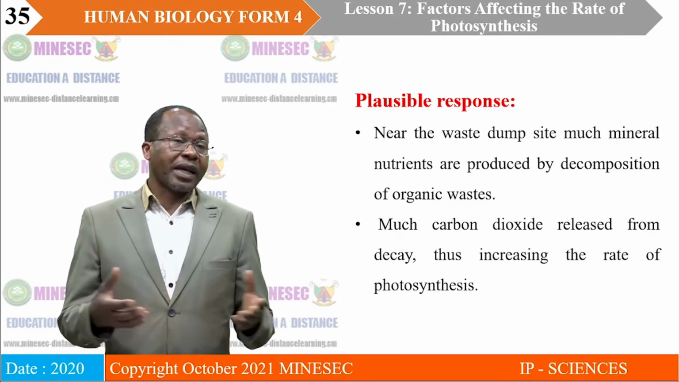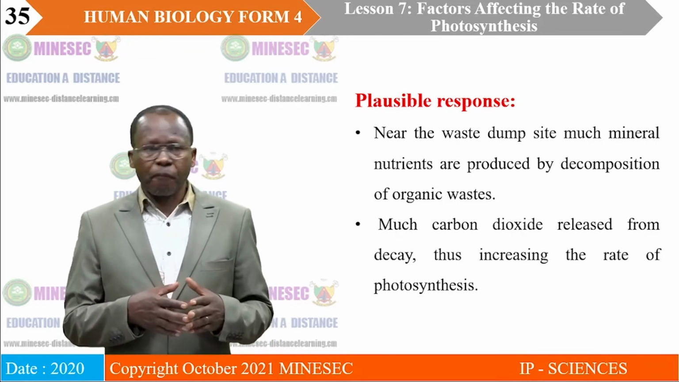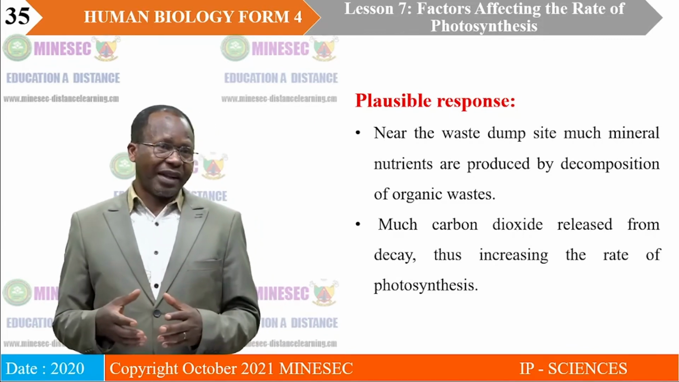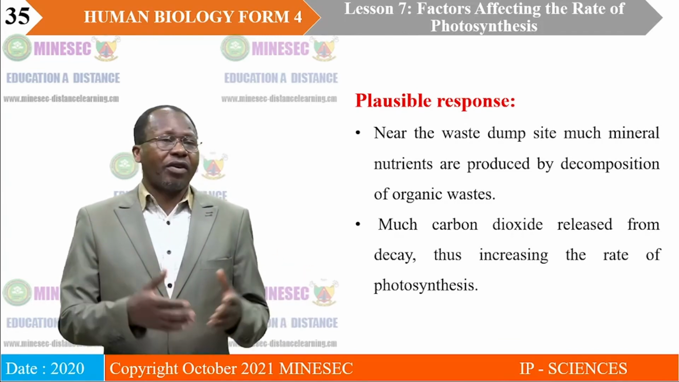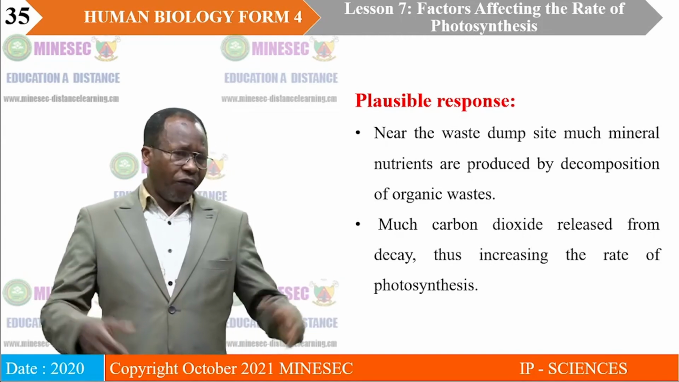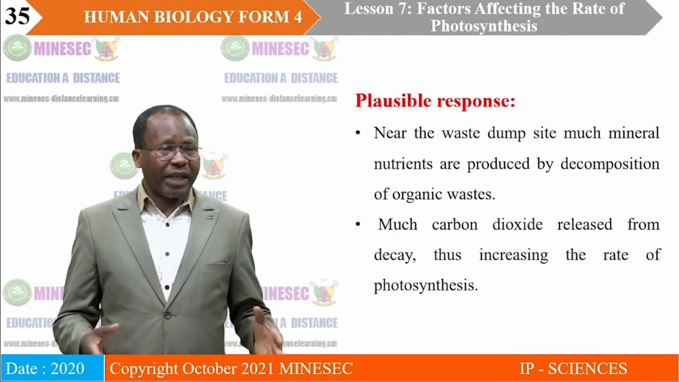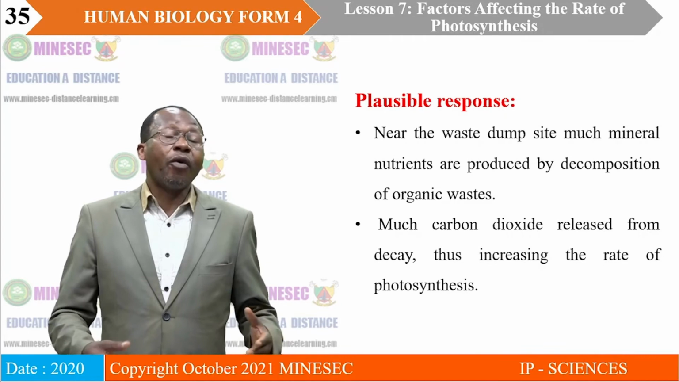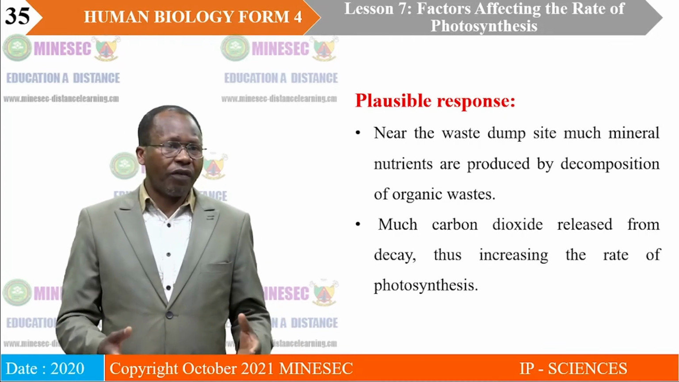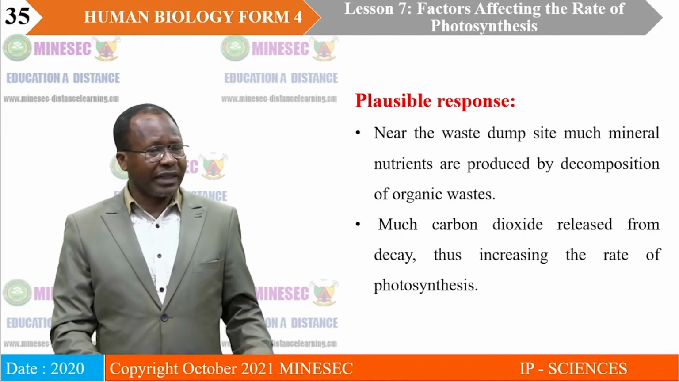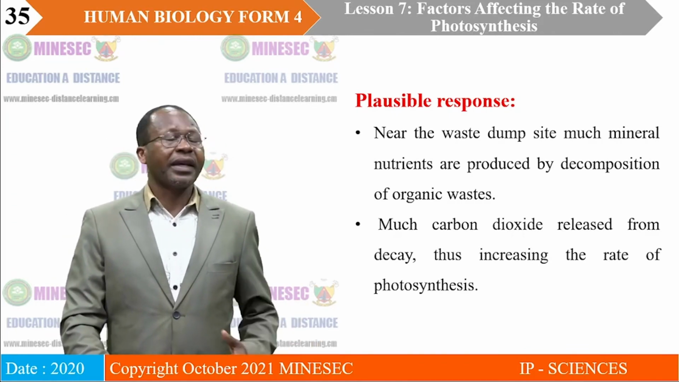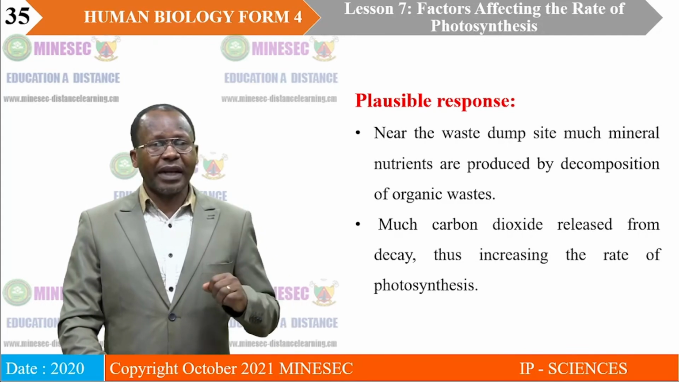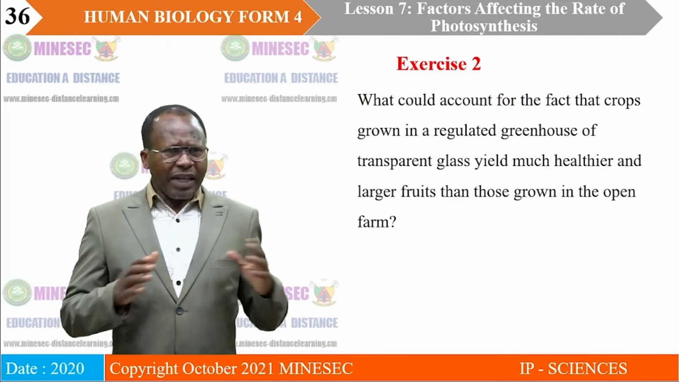When much carbon dioxide is released, what happens to the plant? Remember, in the process of photosynthesis, plants take up carbon dioxide and release oxygen. Therefore, we have seen the effect of carbon dioxide concentration on the rate of photosynthesis. This implies that these wastes, these materials that are being decomposed, are supplying carbon dioxide. Therefore, what are they doing? They are increasing the concentration of carbon dioxide. And if this concentration of carbon dioxide is increased, what happens to the rate of photosynthesis? It surely increases. But remember, it increases only to an optimum. After that, it remains constant and doesn't change. Let's look at the second exercise here.